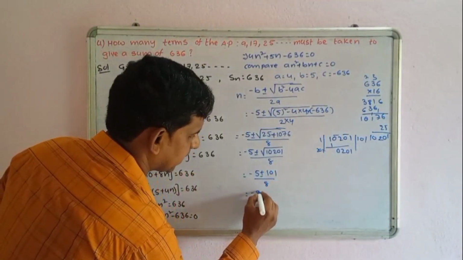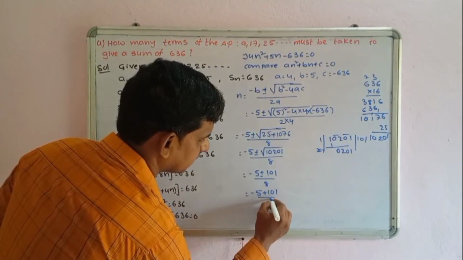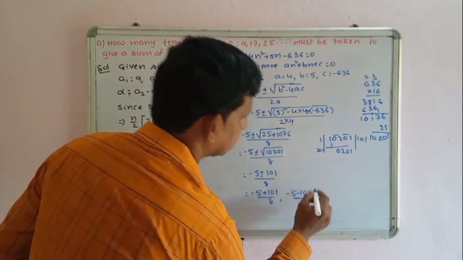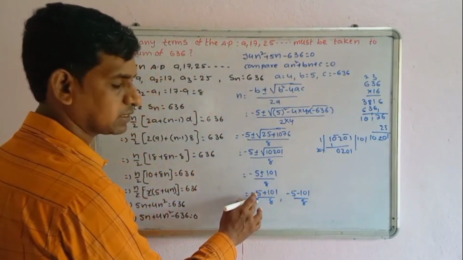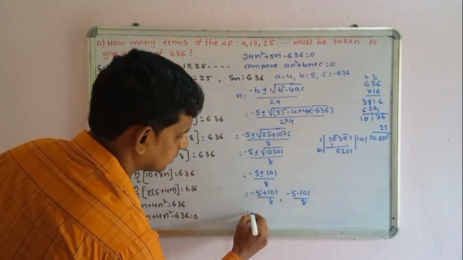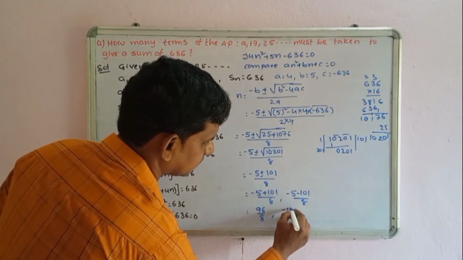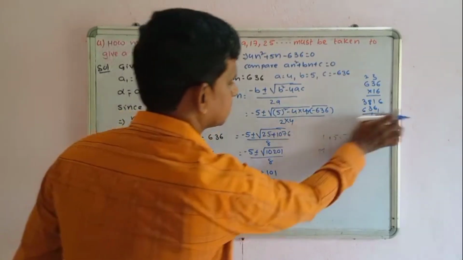That means minus 5 plus 101 by 8. Next, minus 5 minus 101 by 8. 101 minus 5 is how much? 96. So 96 by 8. The second one is minus 106 by 8. Now see.